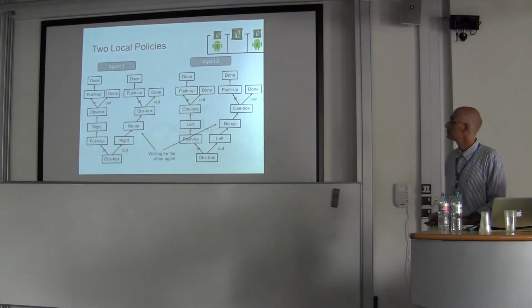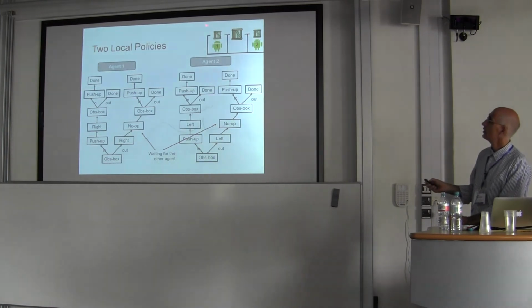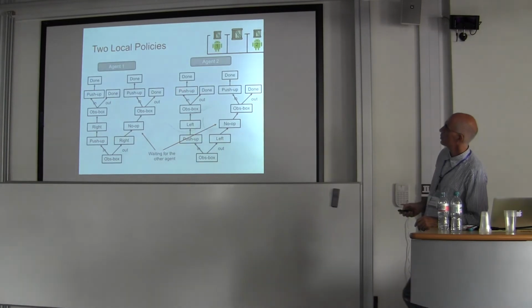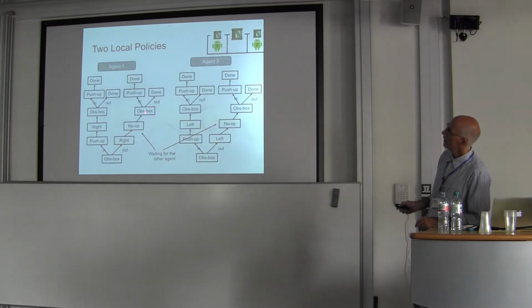So let's look at an example. We're looking at the example that I talked about before, and here are two local policies for the agents to solve this example. For agent 1, observe whether the box is in or out. If it's in, push it up. Move right. Observe the box. If it's in, push it up, and you're done. And if you observe the box and it's out, then move right. Do nothing. Then observe the box. Then if it's in, push it up, and so on. And similarly, a policy for the other agent.